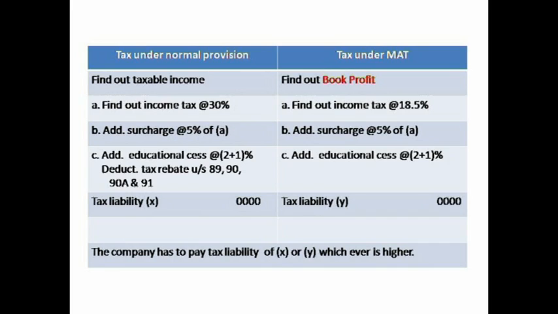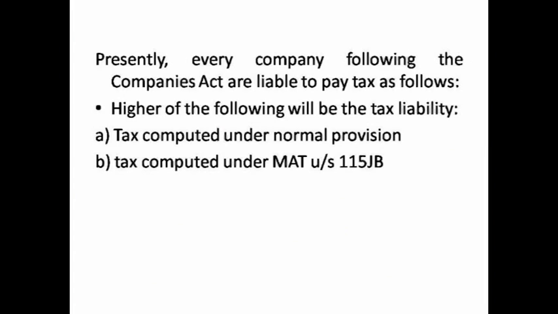Under MAT provision, again you have to apply the MAT tax rate, that is 18.5%, then add the surcharge at the rate of 5% and then educational cess at the rate of 2% and 1%. Then you will get the tax liability as per MAT provision. Now, you have to compare the two amounts. As per section 115JB, the company is liable to pay tax whichever is higher. If the tax liability under MAT is higher, it will be paid as tax liability for that year. If the tax liability under normal provision is higher, then the normal tax liability will be paid.